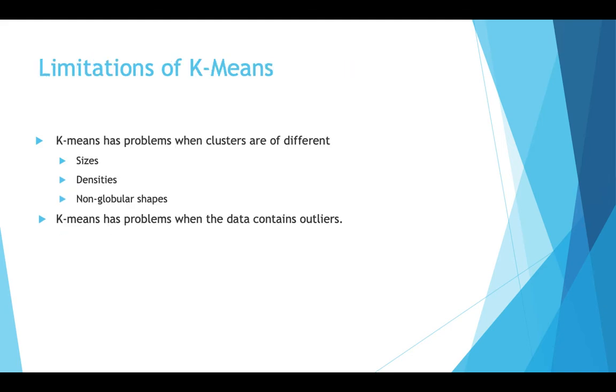Now let's talk about limitations of K-means. K-means has problems when clusters are of different sizes, different densities, and non-globular shapes. K-means also has problems when data contains outliers. So let's understand one by one.